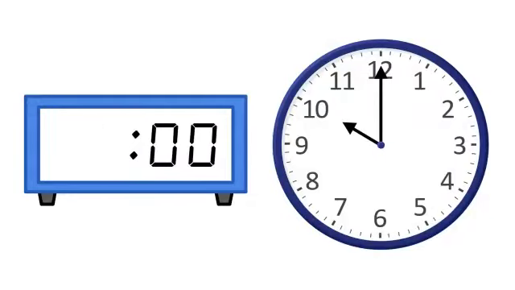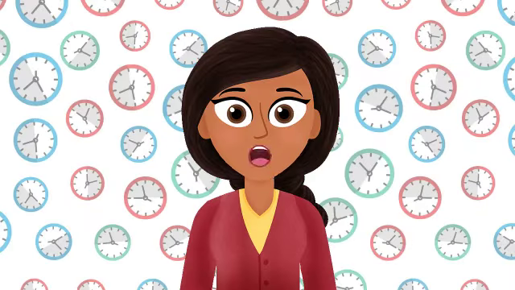Here's your next clock. Desmond, what time does the analog clock read? 10 o'clock. Wonderful! Let's do one last one. It might seem a bit tricky, but I know you can figure it out. Here's your last clock. Desmond, what time does the analog clock read? 12 o'clock. Terrific! You're learning so much about analog clocks.